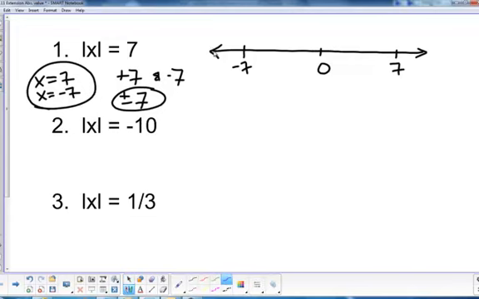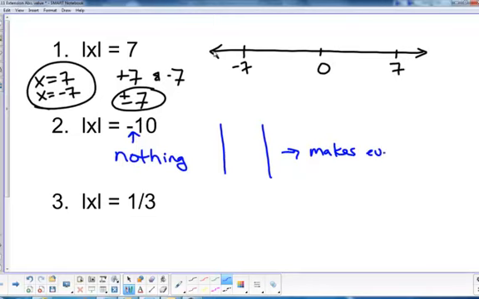So the absolute value of x equals negative 10. What is negative 10 away from 0? And that's nothing. Absolute value makes everything positive. It's a measure of distance. Therefore, the absolute value of 1/3 is positive and negative 1/3.